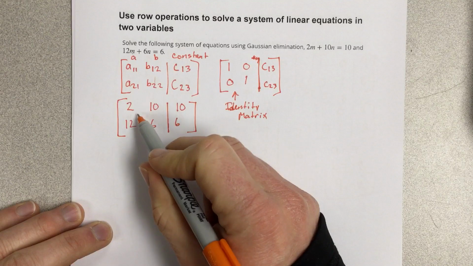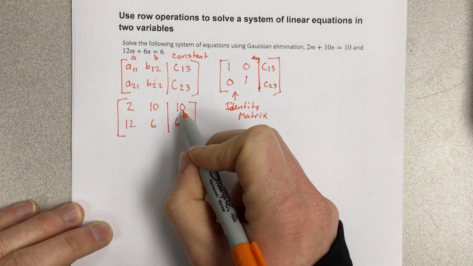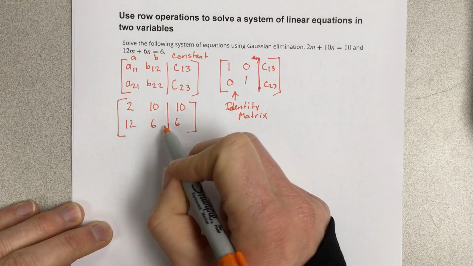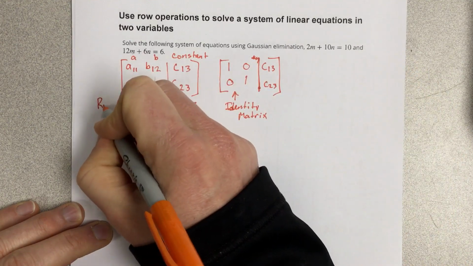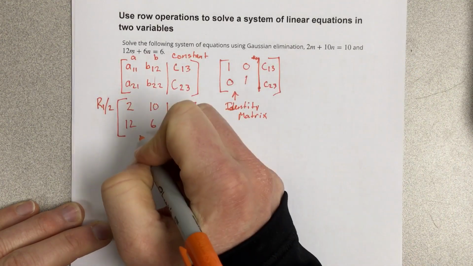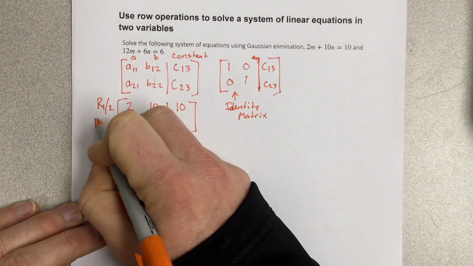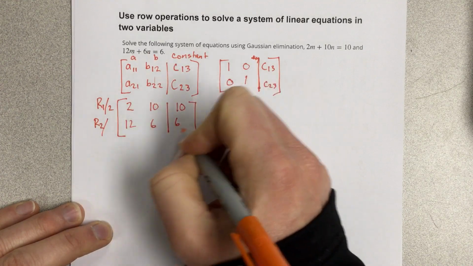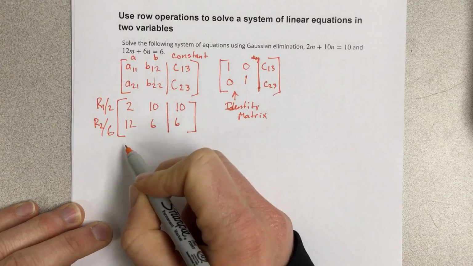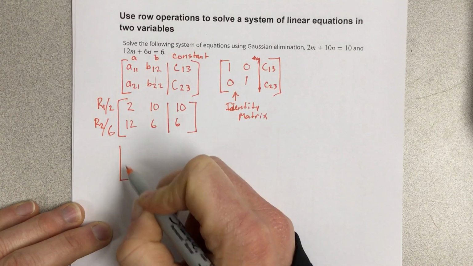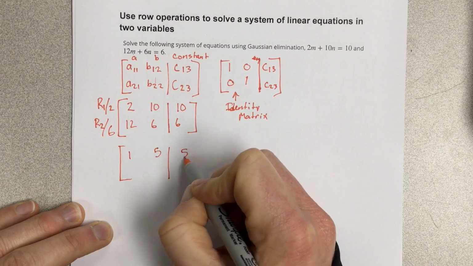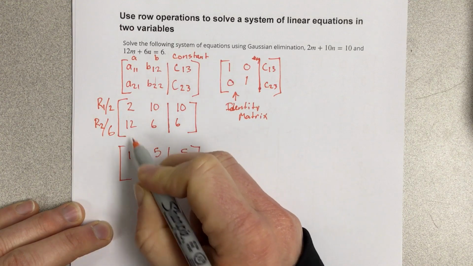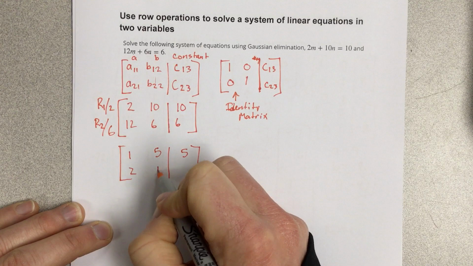So the first thing I'm going to do is divide the top by 2, and divide the bottom by 6, just to make it a little easier. So let's take row 1 and divide by 2, and we're going to take row 2 and divide by 6. That makes the equations easier to work with. So we have 1, 5, 5, and then we'll have 2, 1, 1.